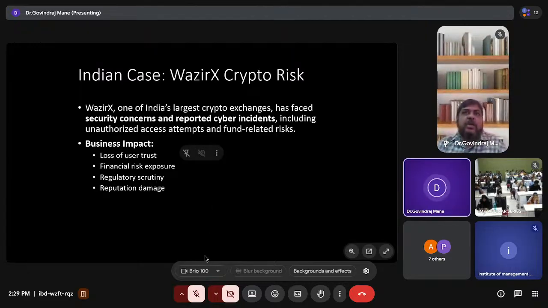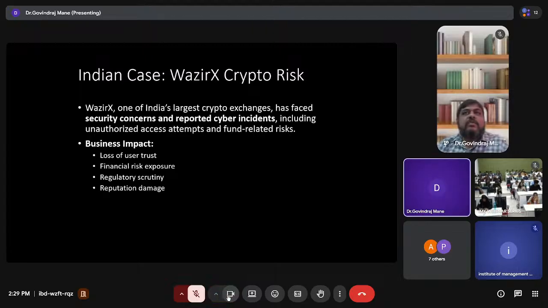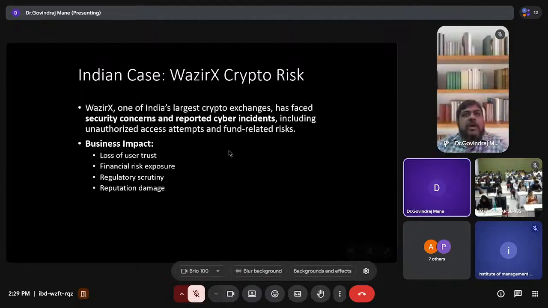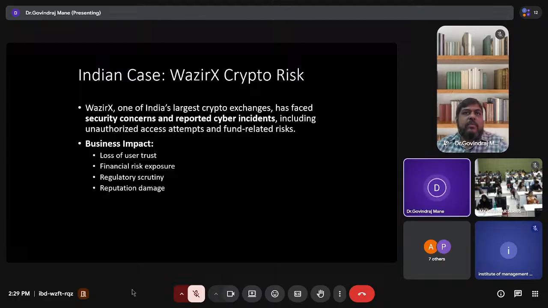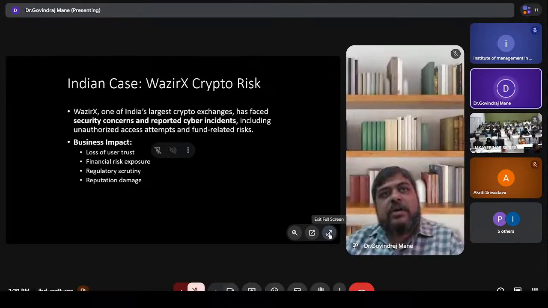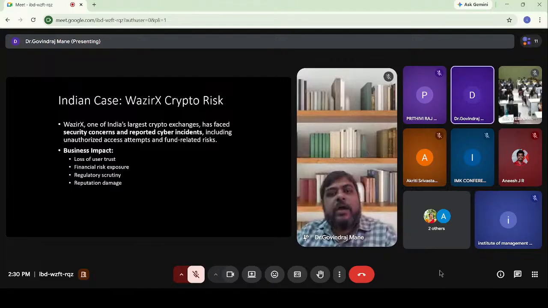Another important financial risk that we could experience was there was a crypto exchange called WazirX in India, which faced a massive cyber attack. One of India's largest crypto exchanges had security concerns, and a large number of bitcoins were stolen from the exchange itself, and WazirX had to stop their operations in India for almost 1.5 years, and many of them also lost a huge amount of investment that they had made in WazirX due to this particular financial risk exposure and security concerns that they had in this particular platform, the crypto exchange.